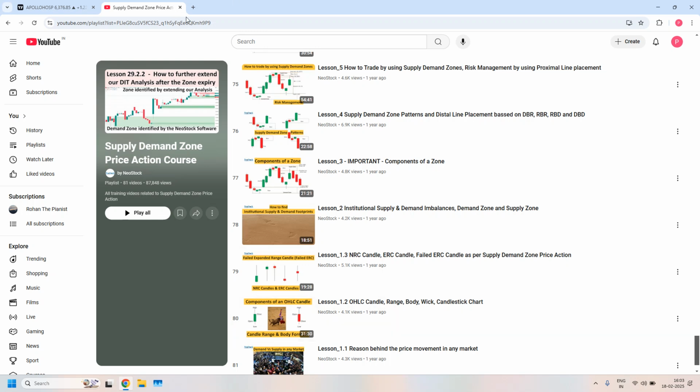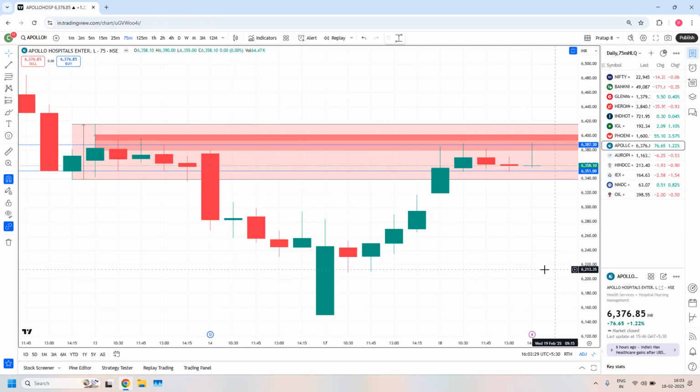Now let's get into the analysis discussion. Yesterday, end of the day, we identified 11 stocks from daily and 75 minutes time frame. So these stocks are having daily and 75 minutes high liquidity zones.